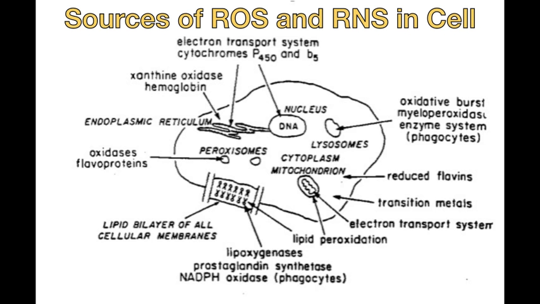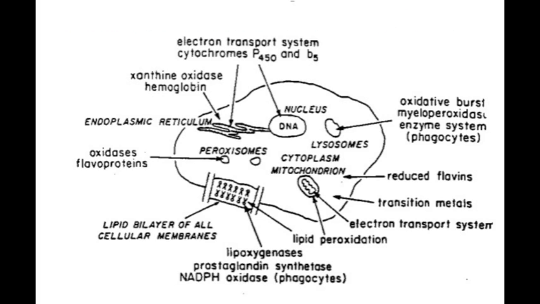All cells generate reactive oxygen and reactive nitrogen species all the time. The electron transport chain is not 100% efficient, so there is some leakage of superoxide anion from the mitochondria as a byproduct of normal metabolism. We have lots of enzymes, oxidases and dehydrogenases, lipoxygenases and prostaglandin synthase, which generate lipid peroxides as well.